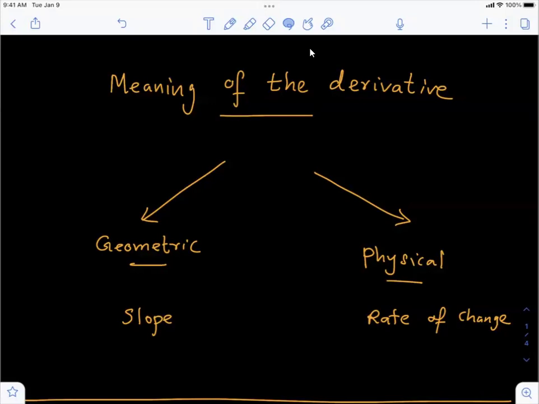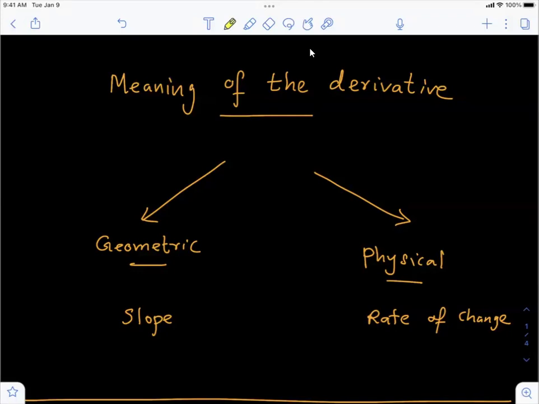So now to understand, first of all, the meaning of the derivative, as we mentioned here, you can see there are two directions. Geometric. The geometric meaning is none other than the slope of a graph. So what do we mean by the slope of a graph? We consider the slope of the tangent line to a graph at a given point. So what do we mean by that? You will see that in graphical sense in a moment.